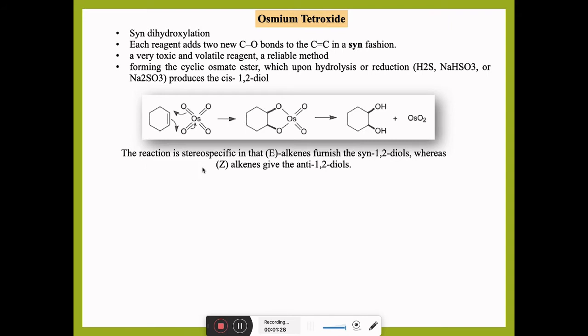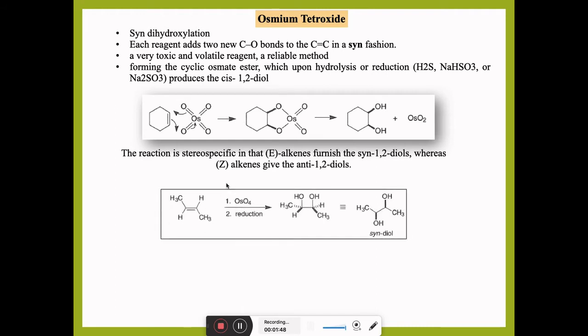Now another thing, this reaction is stereospecific. Now why is it stereospecific? Because when E-alkene is treated with osmium tetroxide, it will give you syn diol, and when Z-alkene is treated with osmium tetroxide, it will give anti-diol.